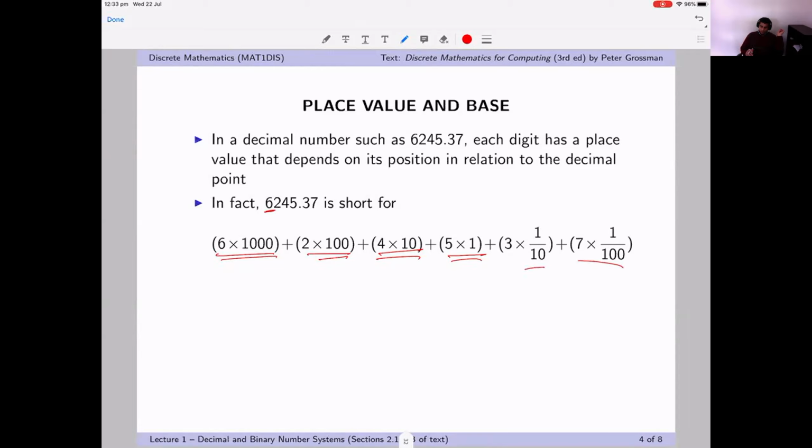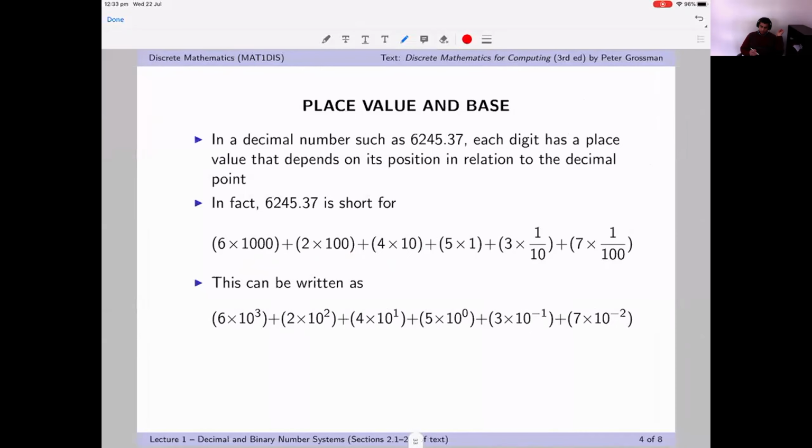Right? So in other words, you can write this number as 6 times 10 cubed. There are 3 zeros in 1,000. This 100 can be written as 10 squared. 10 can be written as 10 to power 1. 1 can be written as 10 to power 0. This 1 over 10 can be written as 10 to power negative 1. And 1 over 100 can be written as 10 to power negative 2.